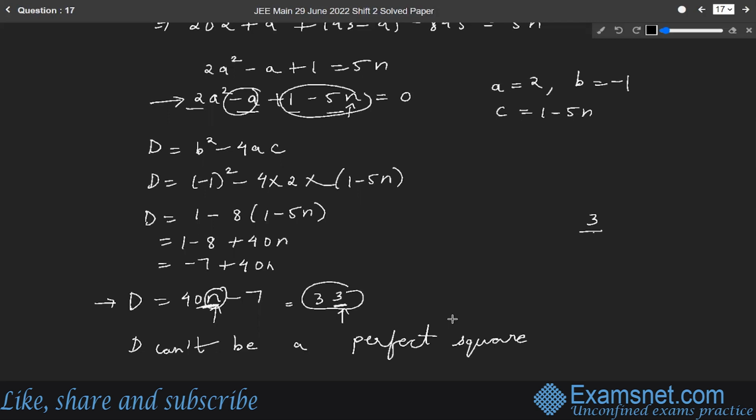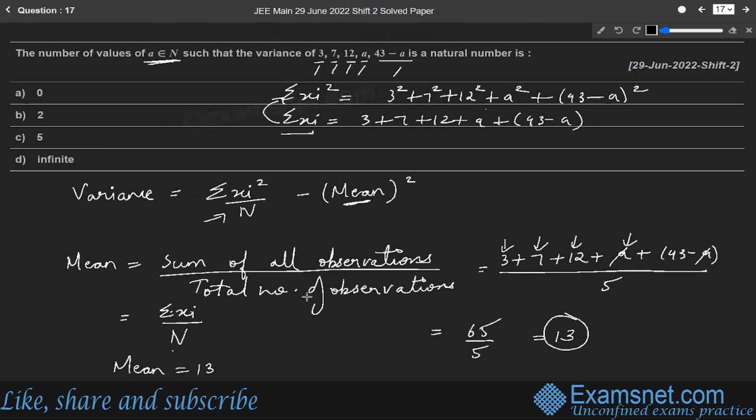It means that D can't be a perfect square. If D can't be a perfect square, then a can't be an integer, and we cannot get any integral roots or solutions of the equation. So for this question, the correct option will be that a can't be an integer, right? So here the number of values for a which belong to N: if a belongs to N, it means that a is a natural number, but we have come to the conclusion that a can't be an integer. So the number of values for a which are natural numbers is actually 0, because there are no values for a which are integers. So for this question, the correct option is option A.